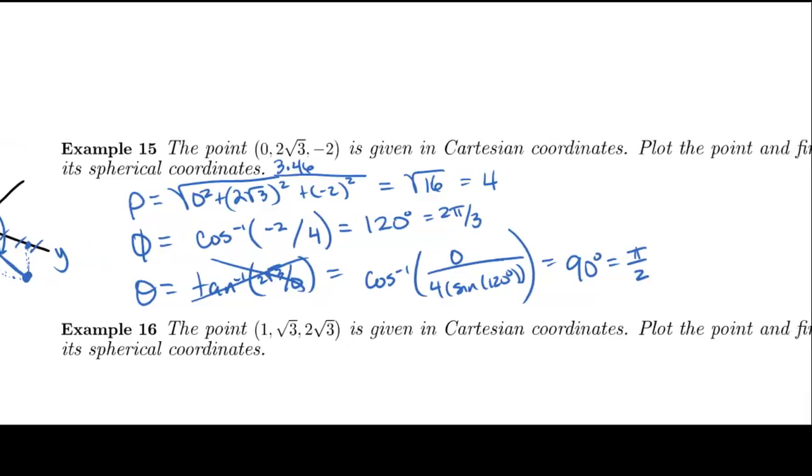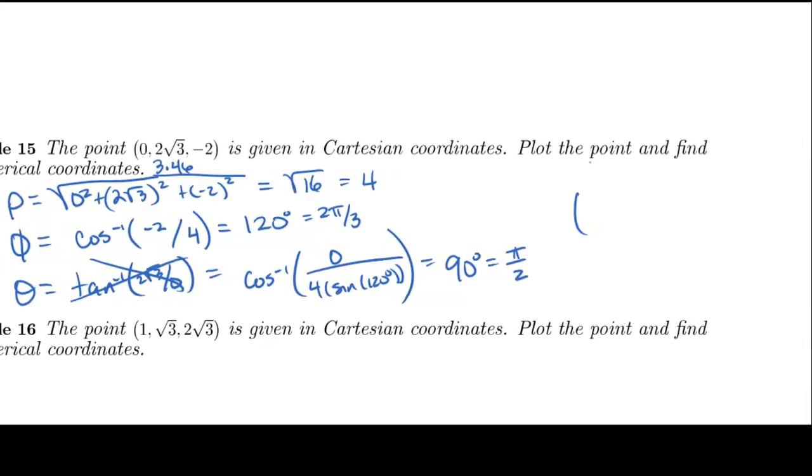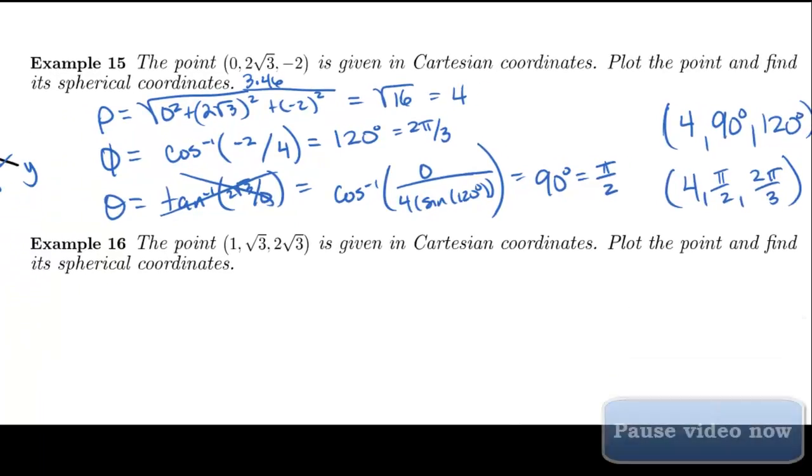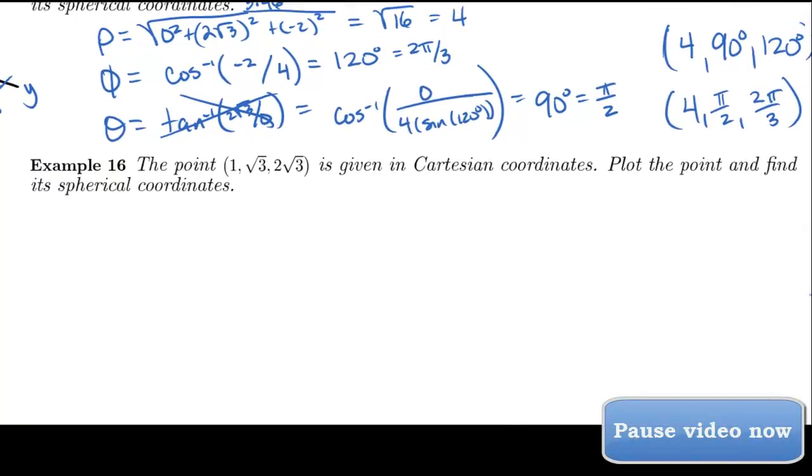Again, we always want to write our answer in triplet form, so 4, and then make sure you're careful here, theta comes next, so 90 degrees, and then phi, so 120 degrees. Or if you want to use the radians, 4 pi over 2 and 2 pi over 3. So again, I want you to complete example 16, enter your answer in the online system.